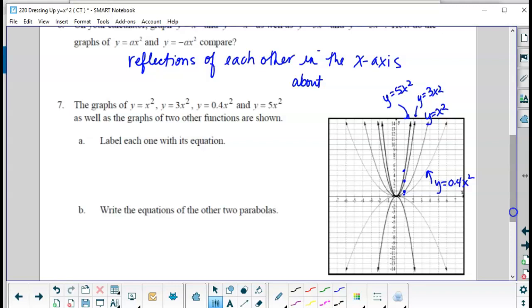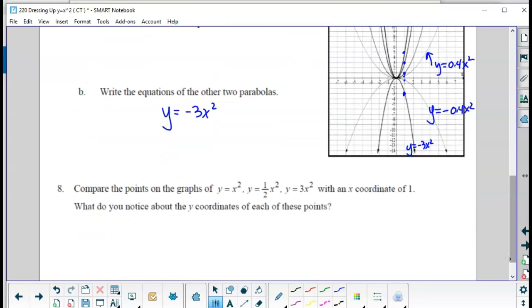Looking at this, these other two open down, and let's see if they're reflections of each other. So this one, when x is 1, always look, when x is 1, what's y? It looks like it's negative 3. So it's the reflection of y equals 3x squared. So that's going to be y equals negative 3x squared. Put it here. And this one looks like the exact reflection of y equals 0.4x squared. So this will be y equals negative 0.4x squared. So I just labeled them there.